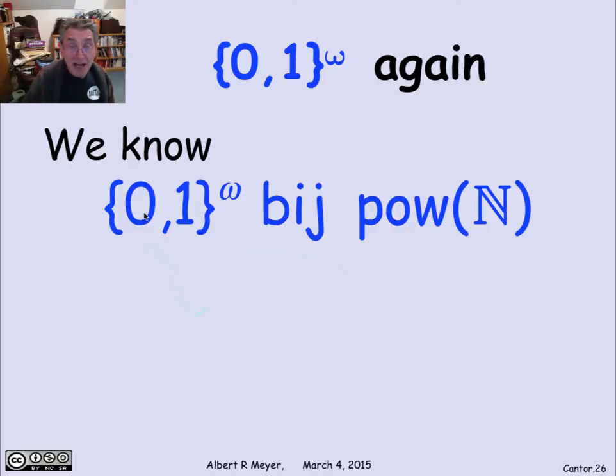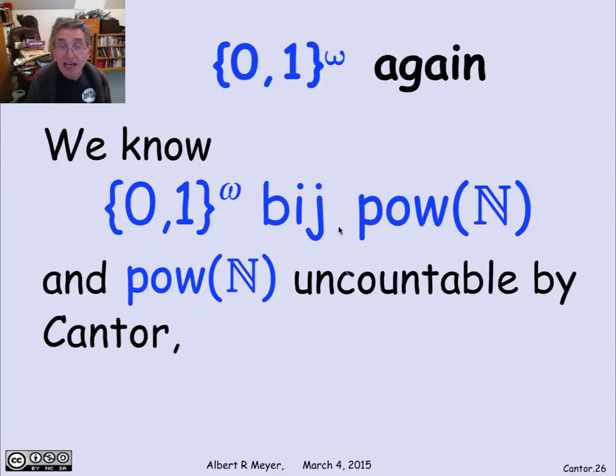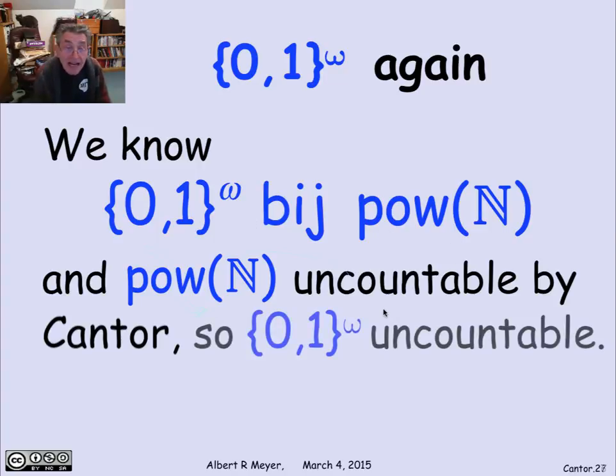So what I'm illustrating is that the proof we used directly, by a diagonal argument, to figure out that {0,1}^ω was uncountable is really a special case of the more general diagonal argument that we use to prove Cantor's theorem, and we get that {0,1}^ω is uncountable as a consequence of Cantor's theorem about the power set of N. So we've got two different ways to prove that the infinite binary sequences are uncountable.